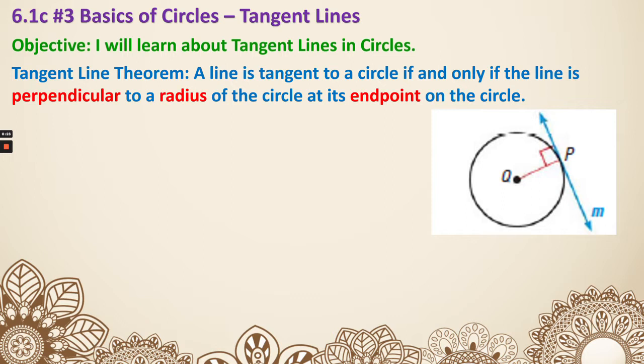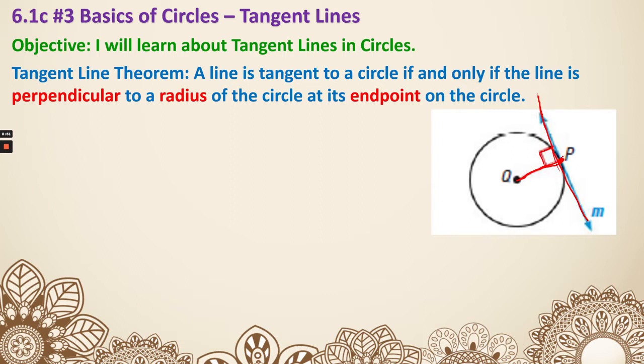Well, that sounds very mathematical. Let's see what it means. It's basically saying if you have this tangent line, it's guaranteed that at the point where the tangent line meets the circle, if you connect it with a radius, this angle will be 90 degrees. Or vice versa, if you have a radius and another line forming this 90 degrees, then this line must be tangent to the circle.